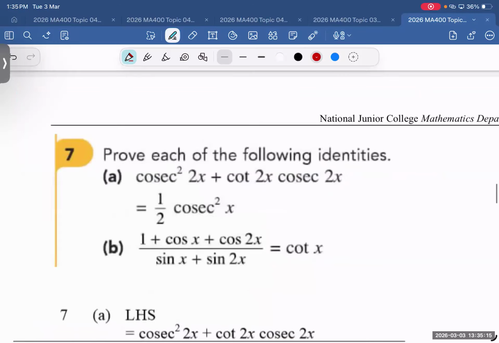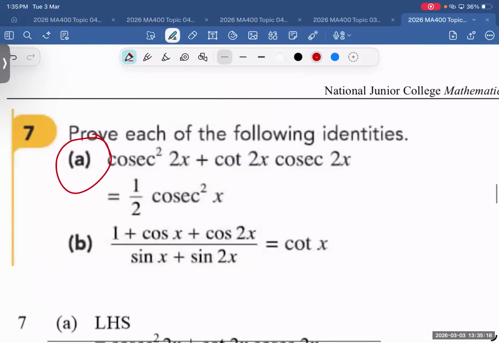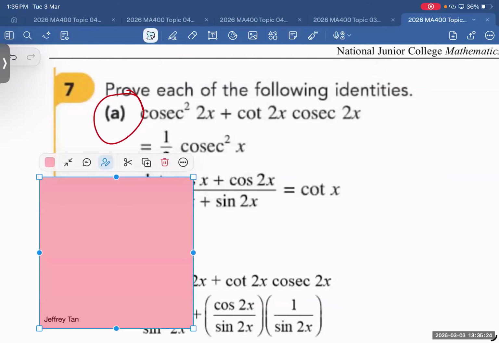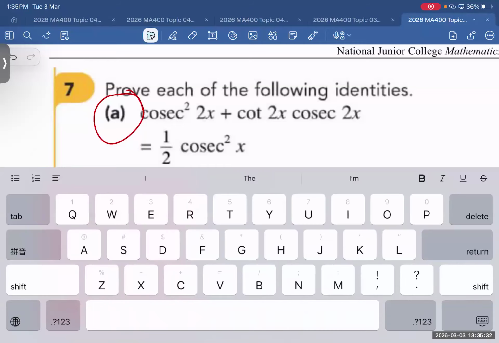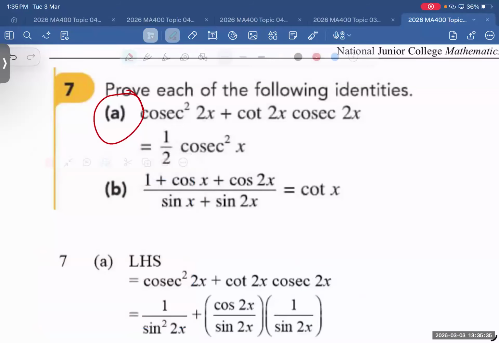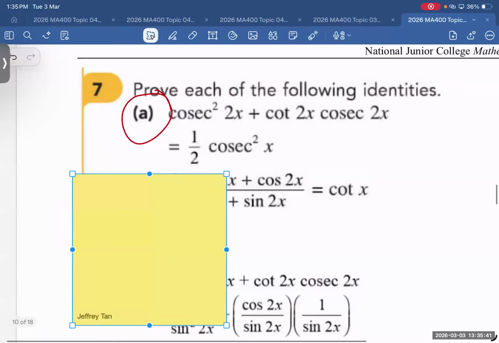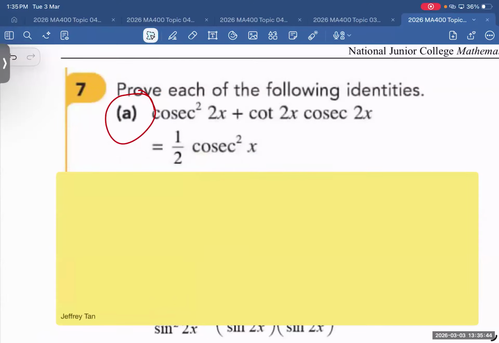Question 7, any issue? Yes. 7A. Okay. 7B, any issue? No. I go to 7A. Okay. Where will you start? From the left or from the right? I will start from the left. Let me use another color. The red color is too scary. Let me use yellow. Because I see 2x and x, I start from the left hand side. Then I saw that the cosecant seems like a common factor, right?